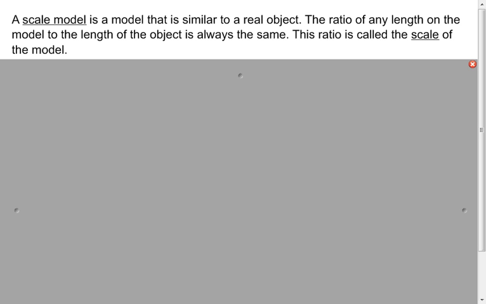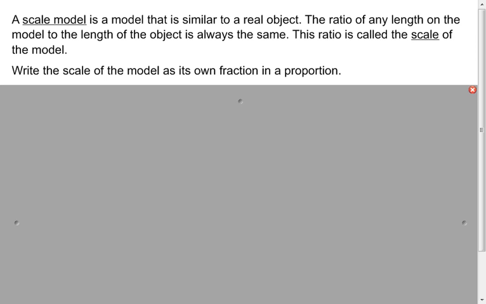The ratio of any length on the model to the length of the object is always the same, which means we can set up proportions. The ratio is called the scale of the model. In the last one, we set up the scale as its own fraction. The same thing is true here. If they give us a scale, we write it as a fraction.